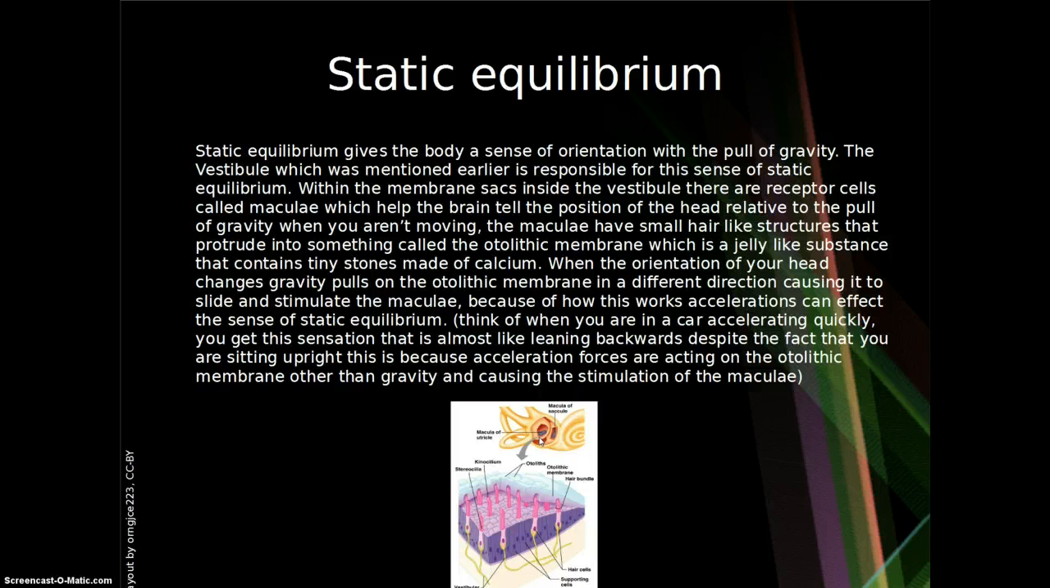Gravity acts on the otolithic membrane, which is free to move, and when it moves, it exerts a force on these hair-like projections, which causes nerve impulses to be sent to the brain, giving us a sense of our relationship with Earth's gravitational field. However, gravity is not the only force that can act on the otolithic membrane. Acceleration forces will also act on it.